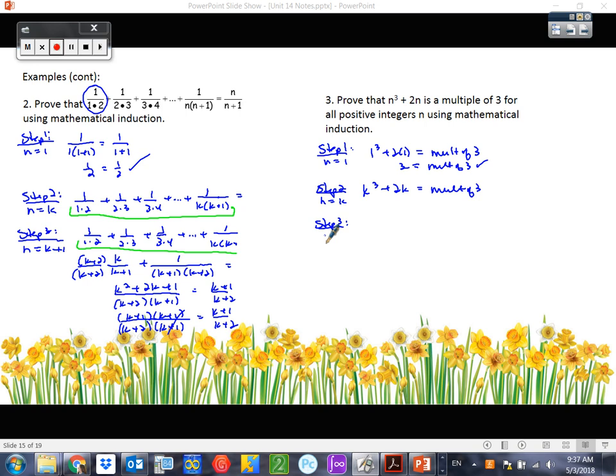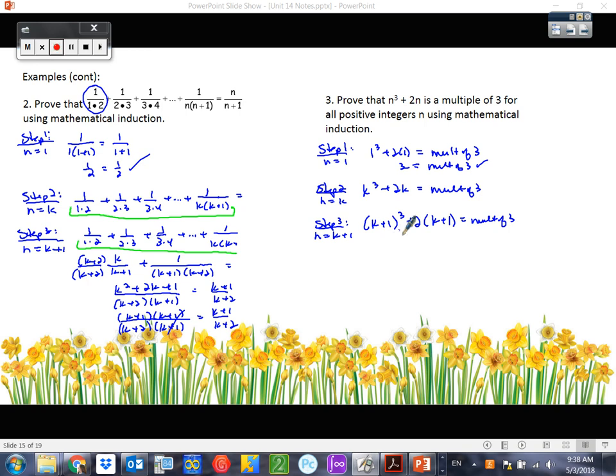Step 3, n equals k plus 1. This isn't a summation one, so I can't expand this one out. That's not the way this one works. I simply need to go back here and put a k plus 1 in place of the n. So I have k plus 1 cubed plus 2 times k plus 1 is a multiple of 3. We know we're supposed to try to find somewhere that this can substitute in, but I'm not seeing it the way it's written. So I'm going to have to multiply it all out.